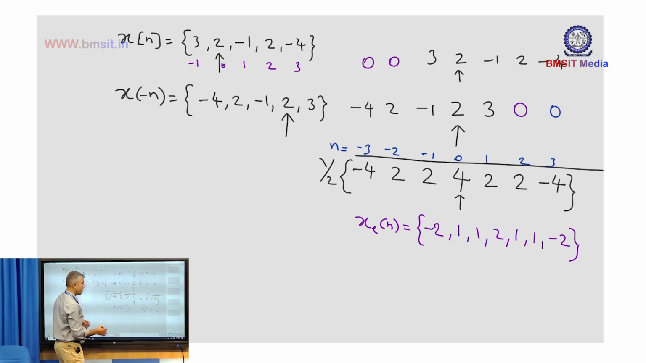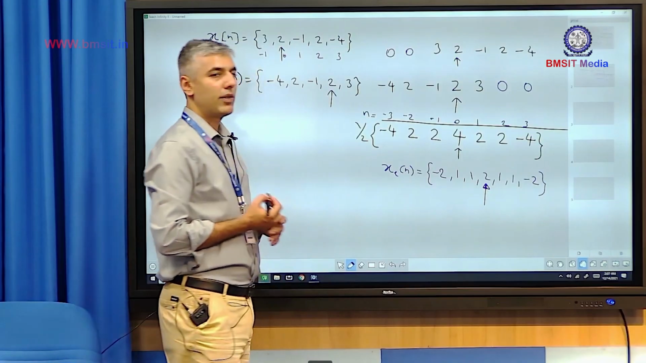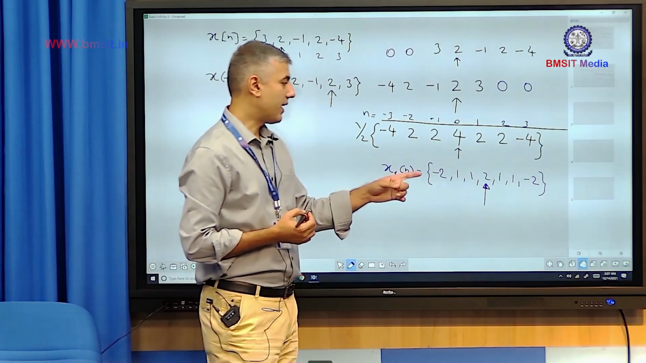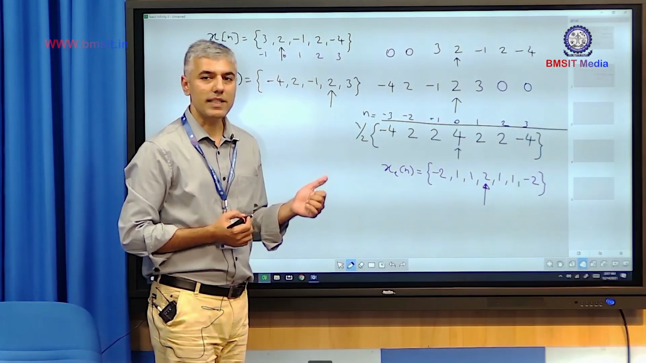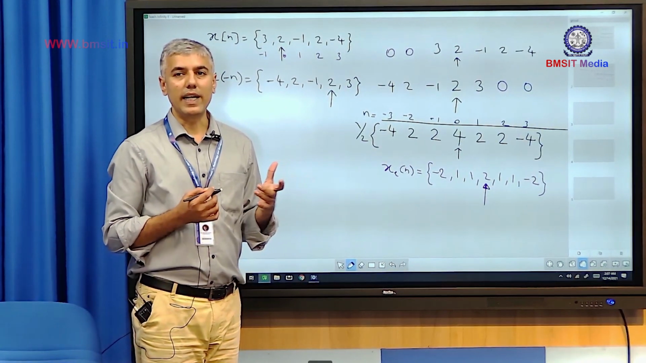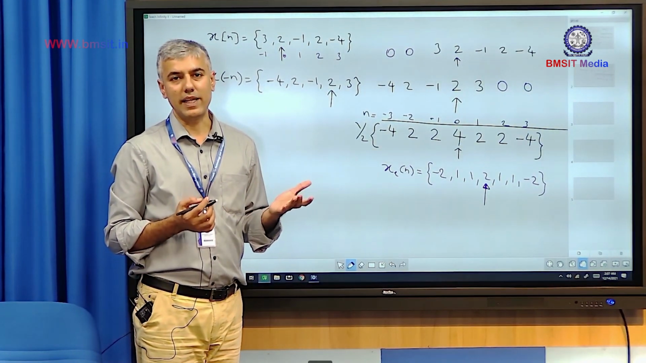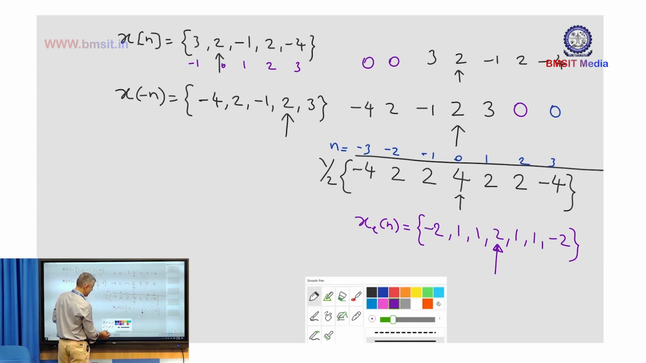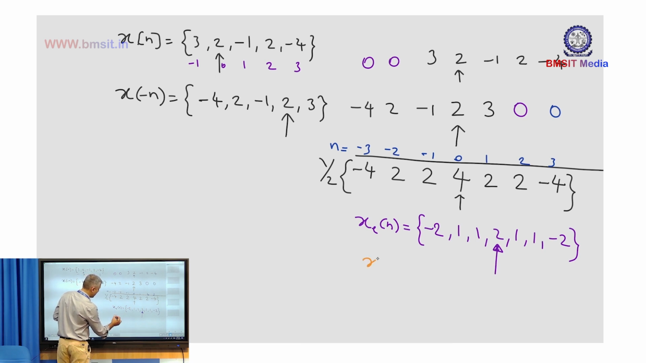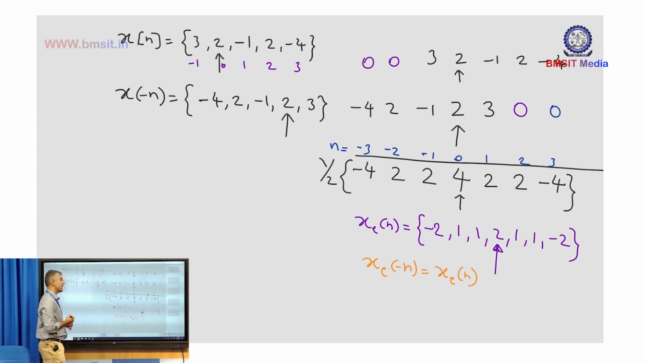The nature of the even signal is that it is symmetrical with respect to the origin. You can see that the middle value is 2, and on either side of the origin the samples are the same. That satisfies the condition. The condition was that for the even signal, x of minus n is equal to x even of n. So this is the even signal.